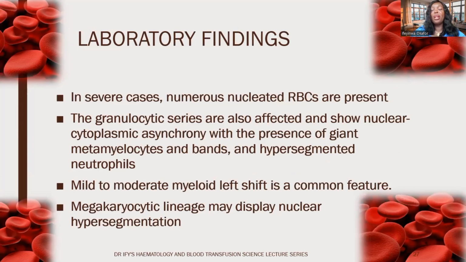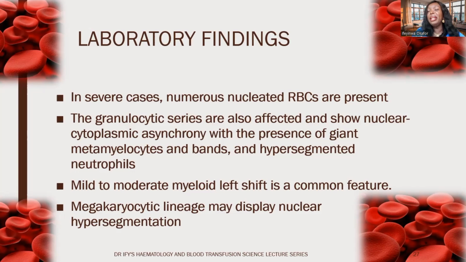In severe cases of megaloblastic anemia, you have numerous nucleated red blood cells present. Remember, in compensated anemia with active bone marrow, the body will try as much as possible to compensate, and in the process pushes out more immature red cells into the system, which are the nucleated red blood cells that we see, because mature red blood cells do not have a nucleus. The granulocytic series are also affected, and they show nuclear cytoplasmic asynchrony with the presence of giant metamyelocytes in the bone marrow, and also bands and hypersegmented neutrophils in the peripheral blood.